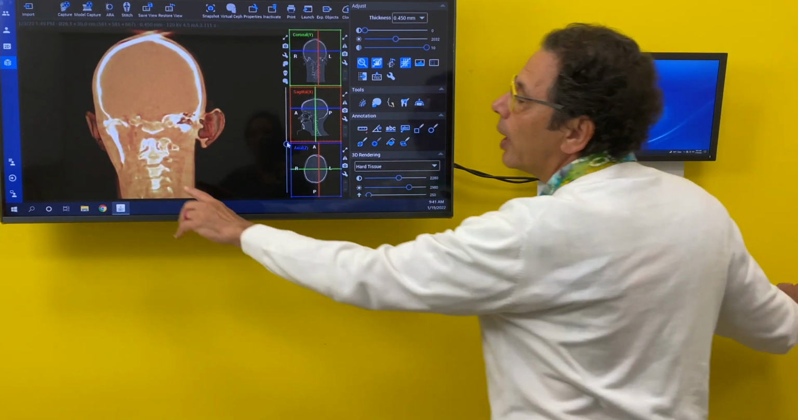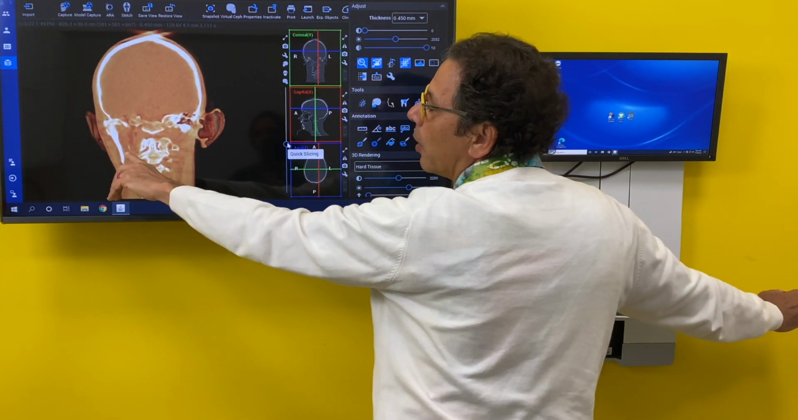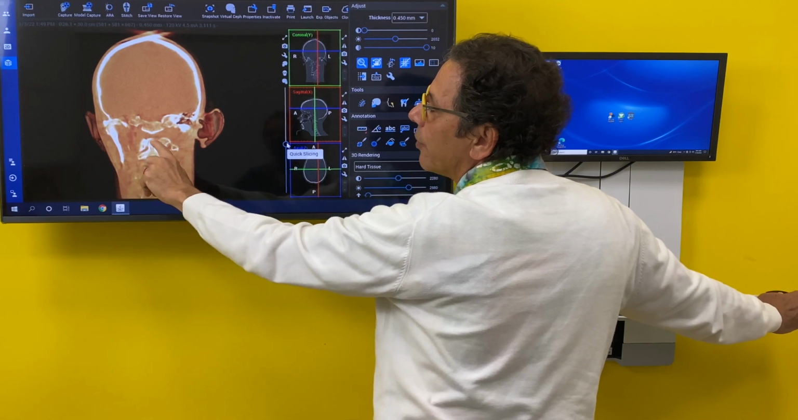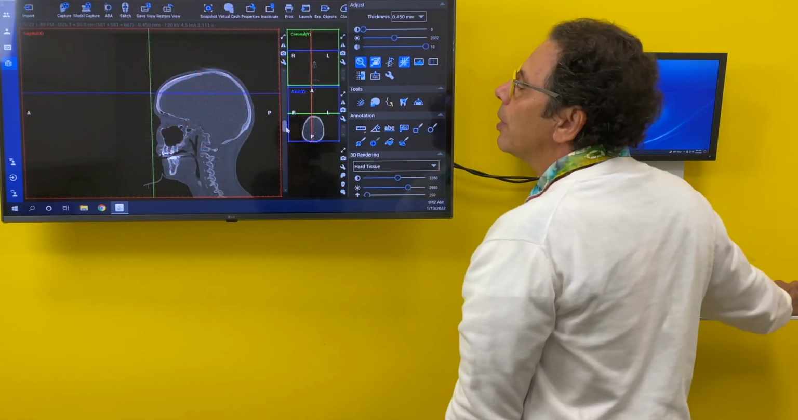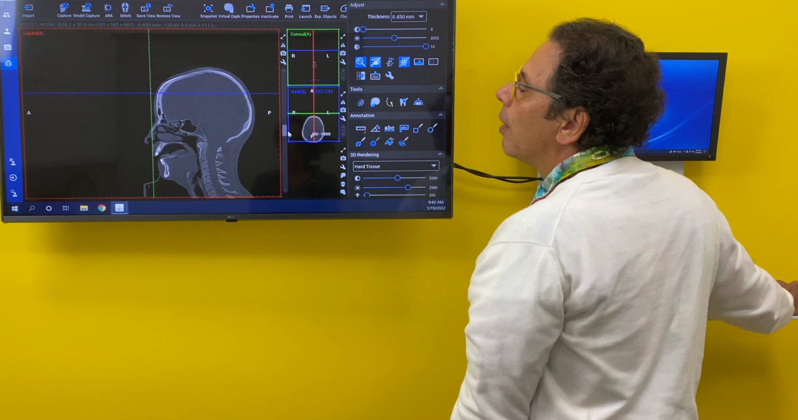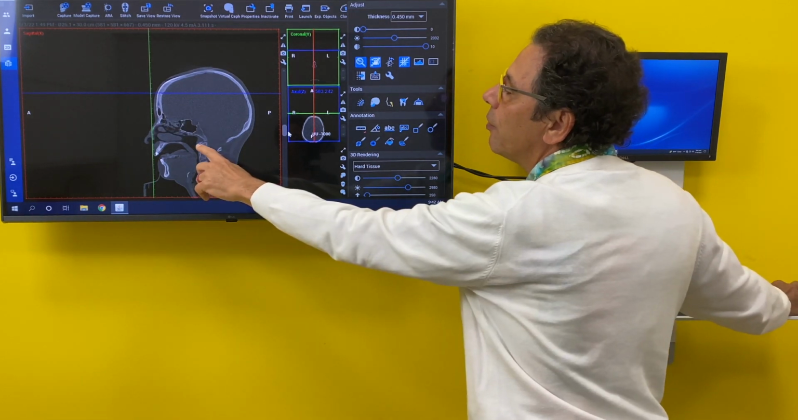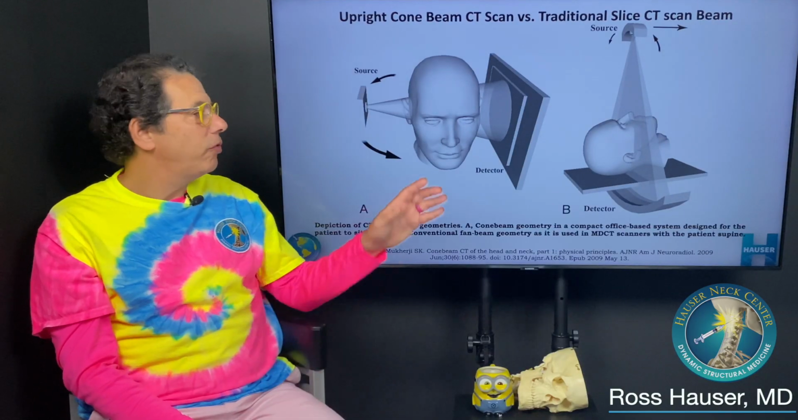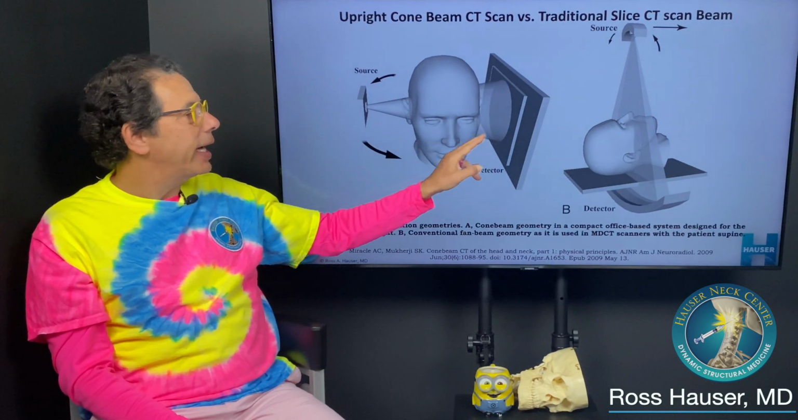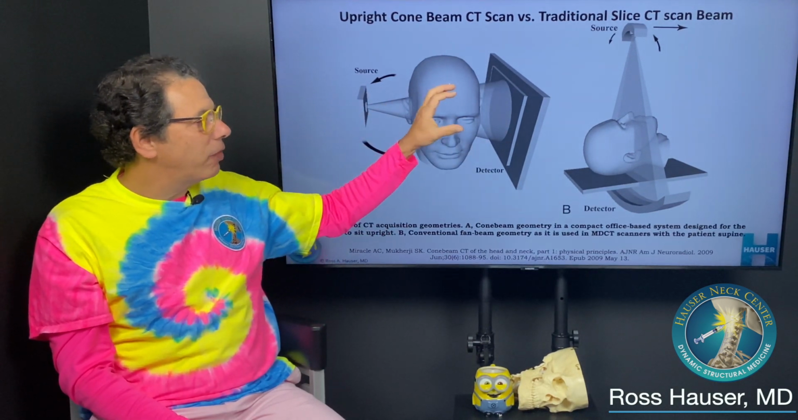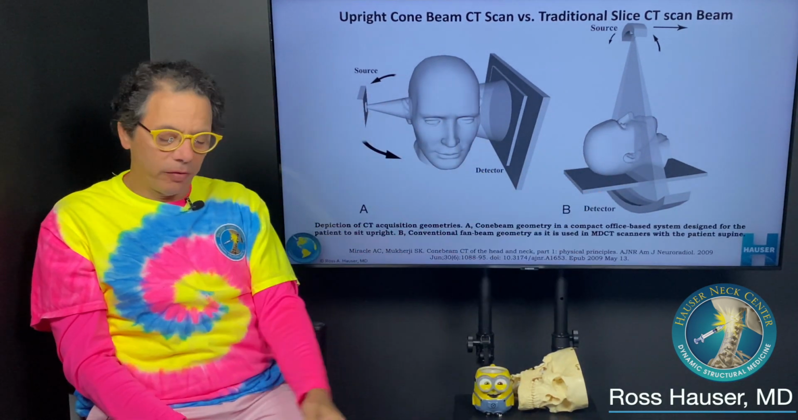What we're going to go over is you can actually see the atlas in 3 dimensions, and if somebody has an elongated styloid, you can actually visualize how much space there is between the styloid and the bone. But you see that with a cone beam, the X-ray image is a cone, whereas this is a slice.